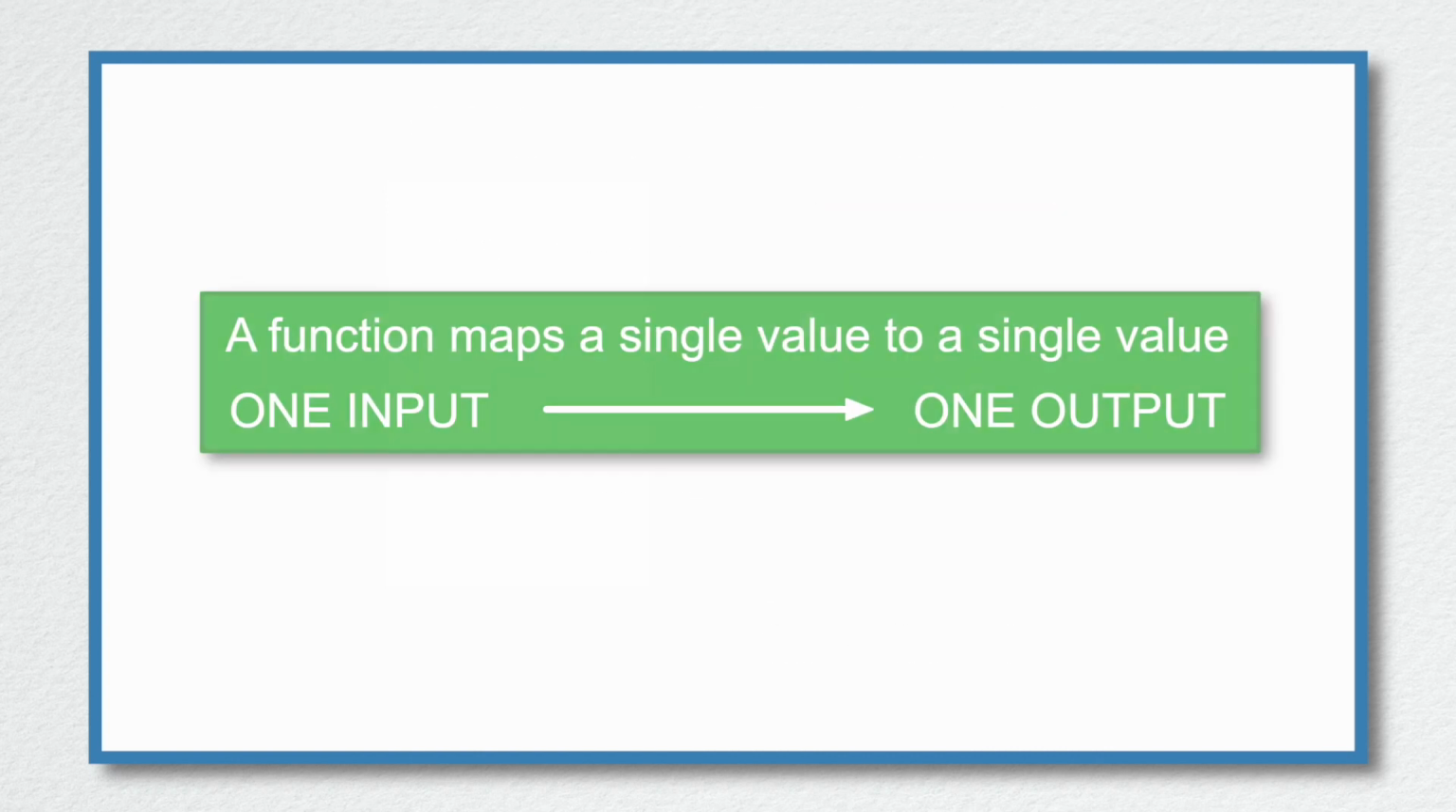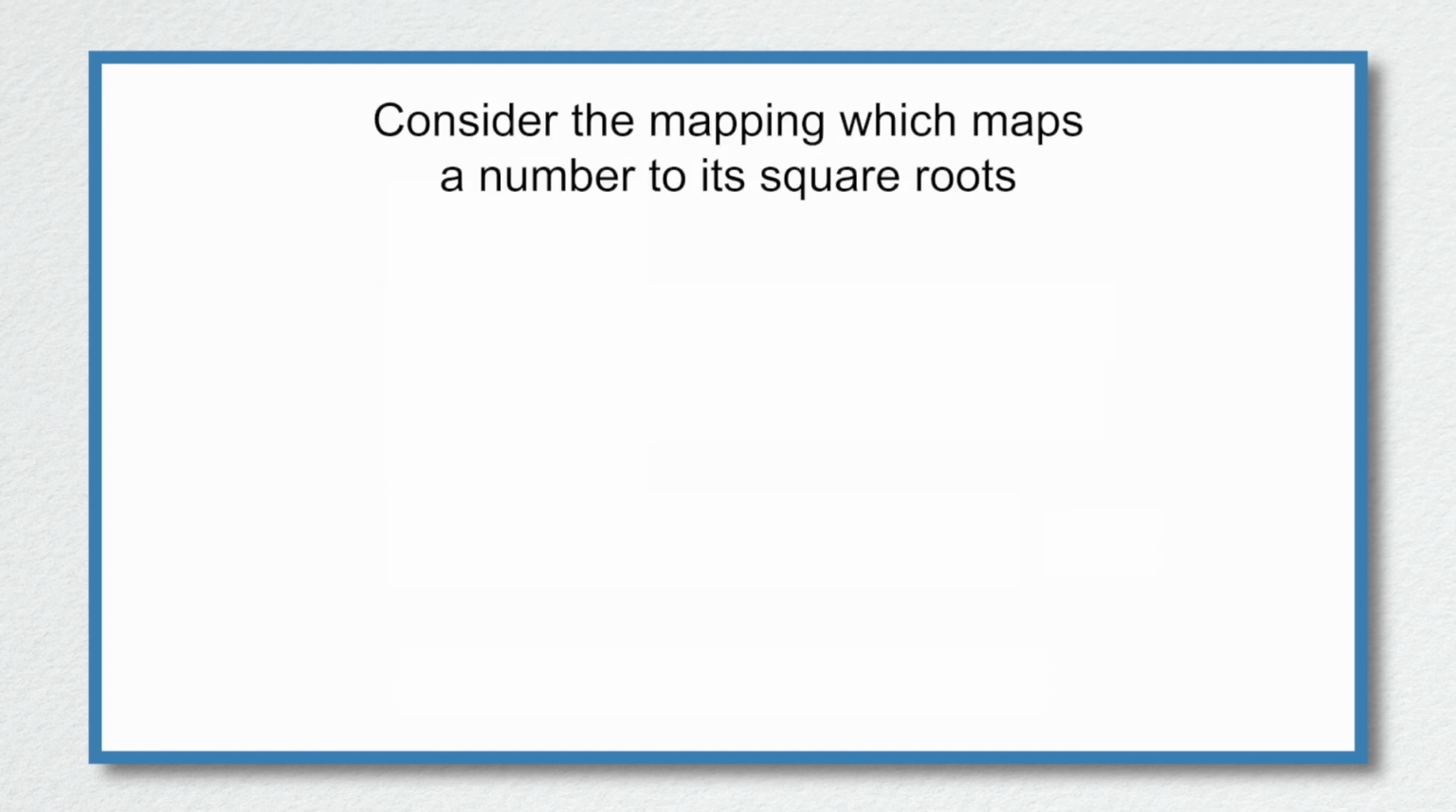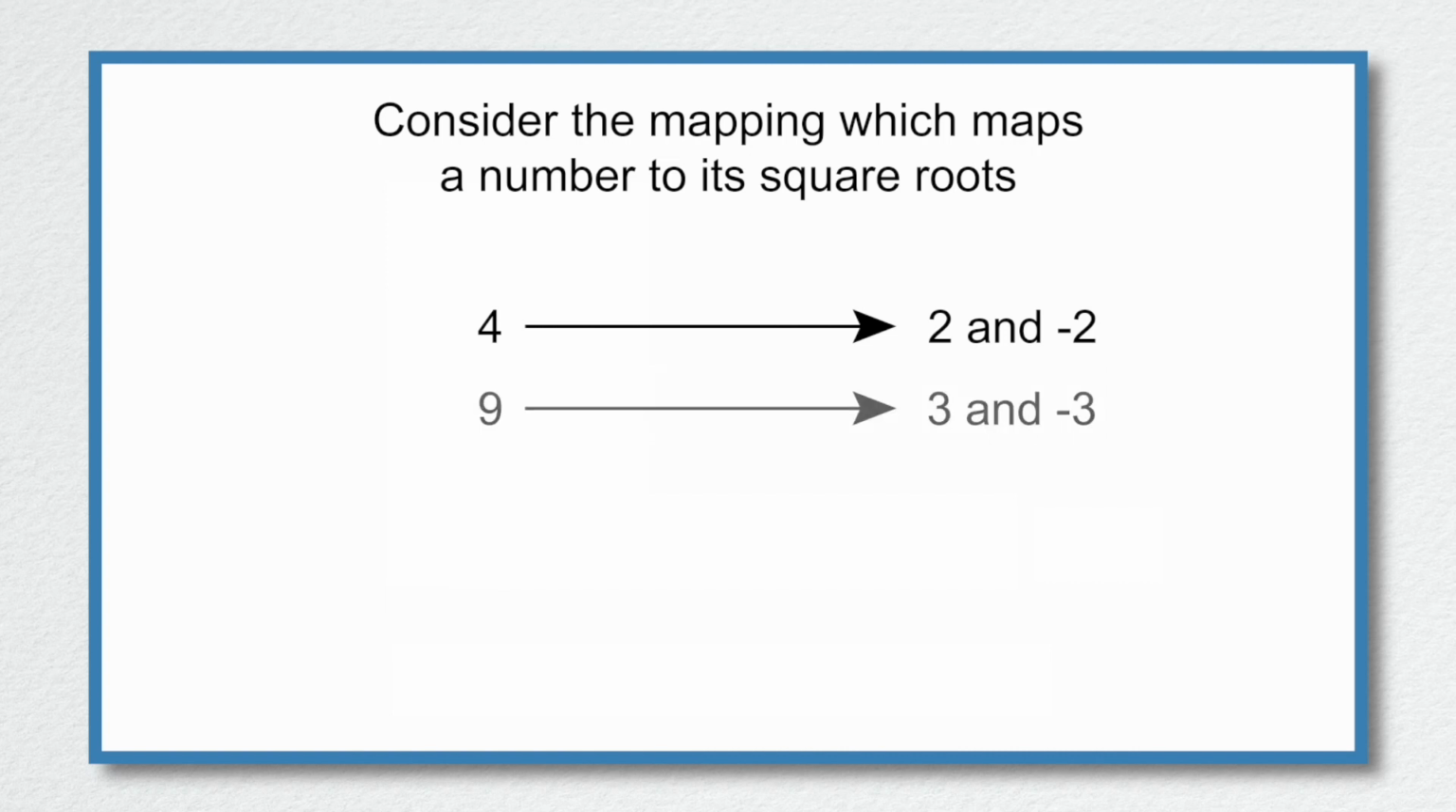Remember, a function is where a single value maps to a single value. One input produces one output. But let's say we have a mapping that maps a number to its square roots. So if we have 4, then this maps to 2 and minus 2. Remember that 2 squared is equal to 4 and minus 2 squared is equal to 4. So 4 maps to plus or minus 2. 9 would map to plus or minus 3.